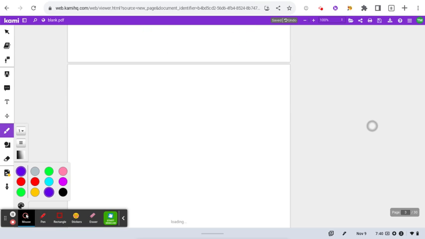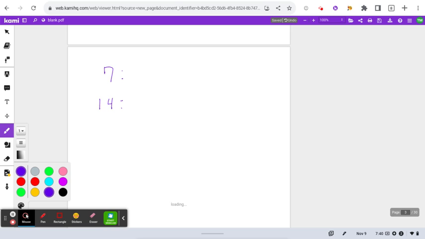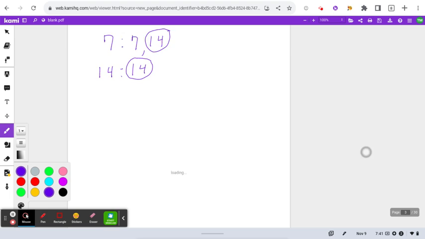So when you're doing least common multiples, if you had numbers like 7 and 14, this one would be very simple. You would say 7 times 1 is 7. 7 times 2 is 14. 14 times 1 is 14. That would be a very easy one. You would just start listing multiples of each number.